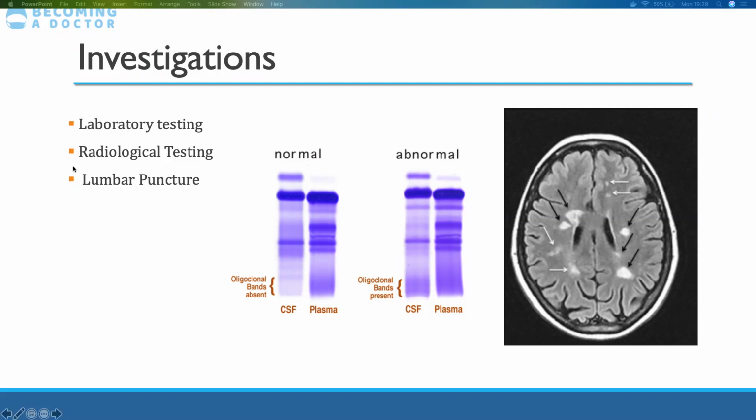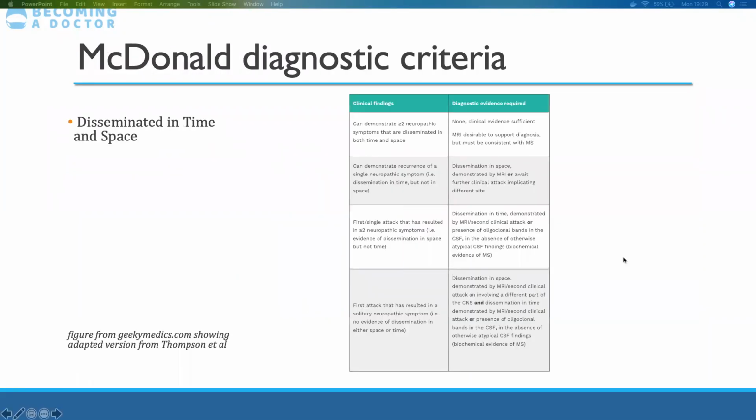The radiological tests that can be conducted include your FLAIR MRI. So that's an example of a patient with MS, and this is an MRI. Can you see that over here, there are these bright spots? Those are known as hyperintensities, and they are usually found within the white matter on the MRI. It's a lot easier to see.